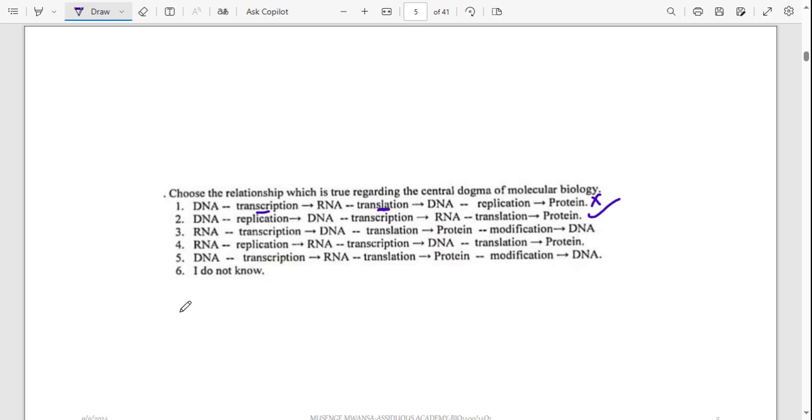All right. So of course we already know that the others are not going to be true, but let's disqualify them. RNA to DNA, that is not transcription, so that one is not correct. And then RNA to RNA, that's not replication. DNA to RNA, that is not transcription.